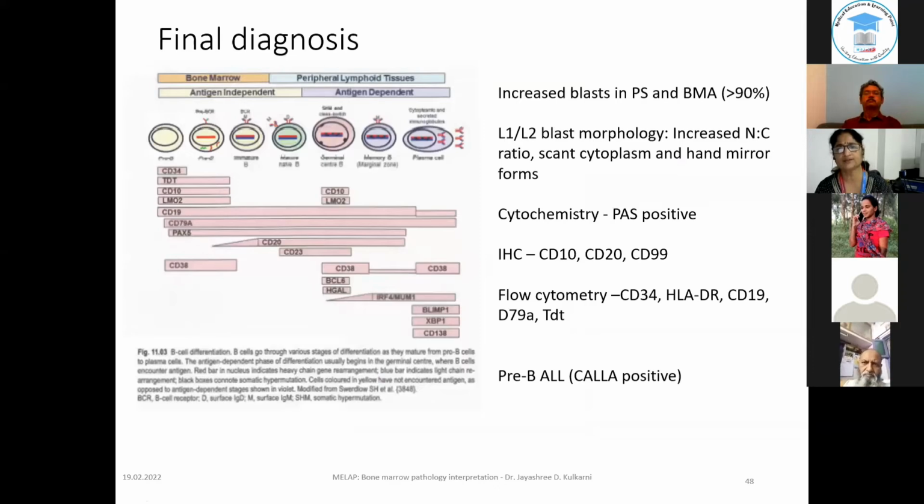So the final diagnosis in this case was increased blasts in the peripheral smear with typical L1, L2, the hand mirror type of morphology, and cytochemistry showed the block positivity, very classic slide.